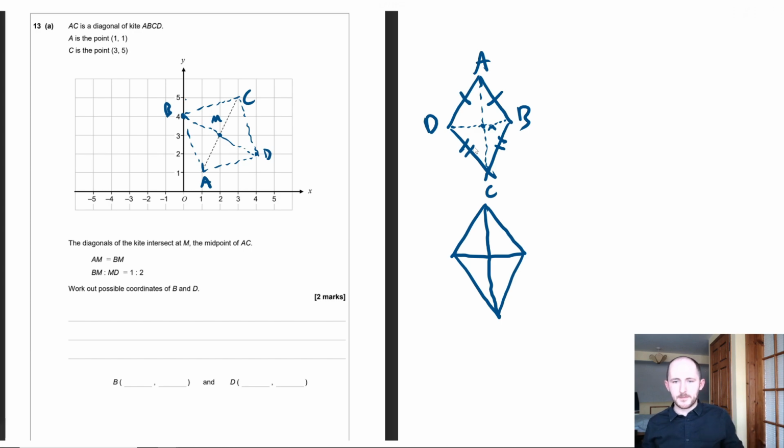BM to MD. So this is 2/3 of this. For it to intersect at the midpoint, the only way for that to be true is if, okay. So A is 1, 1. C is 3, 5. So for them to intersect at the midpoint, hey Bucket, how are you?